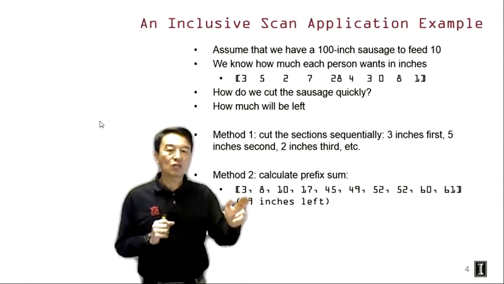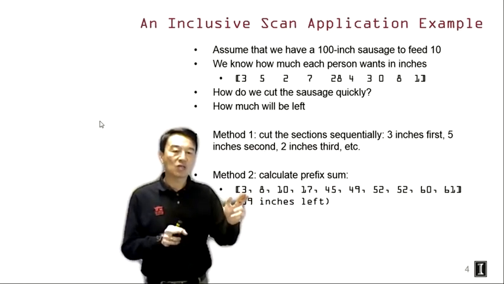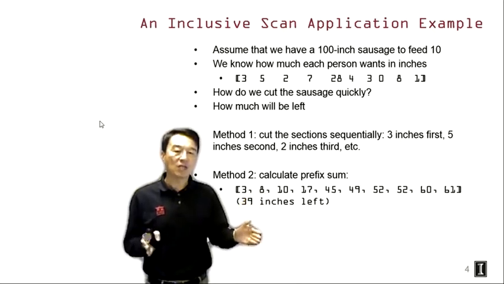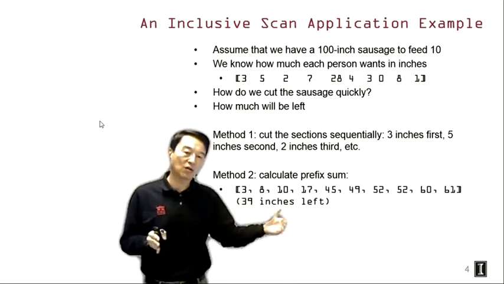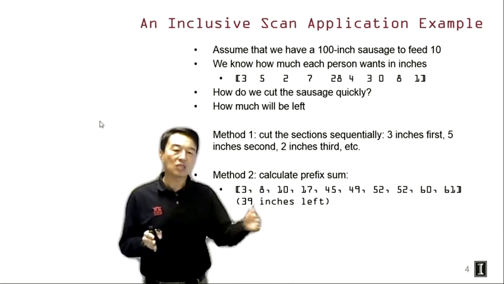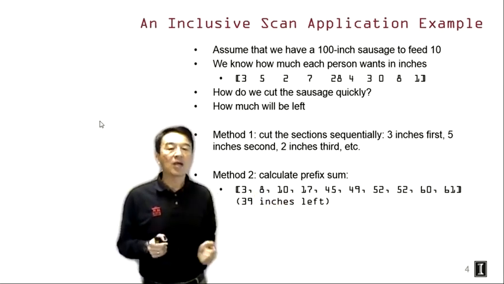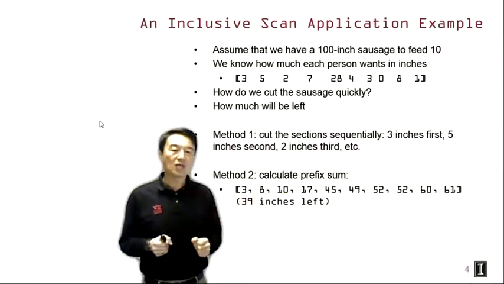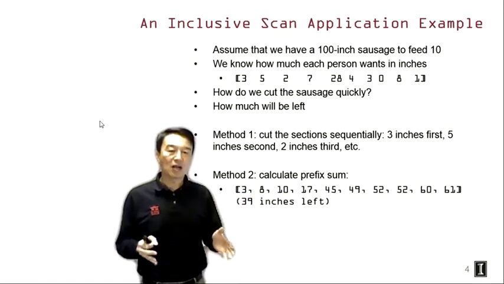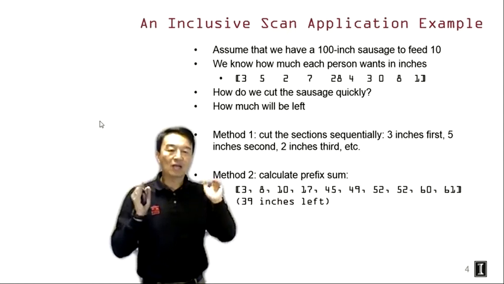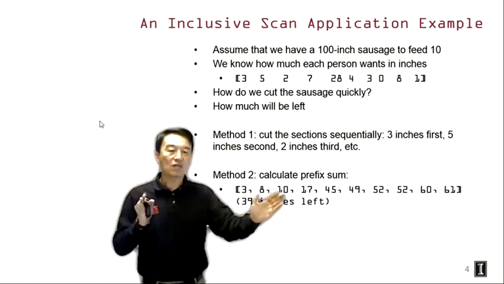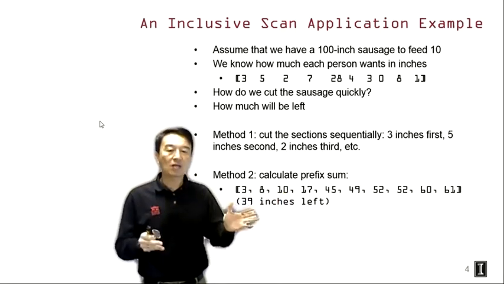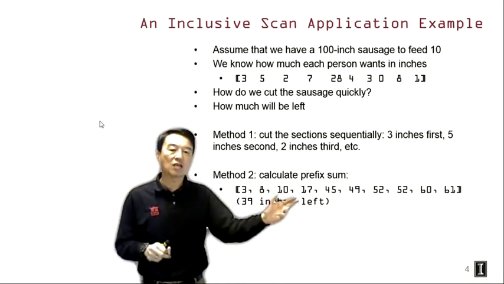So the first cut should happen 3 inches into the sausage. The second cut should happen 8 inches from the beginning of the original sausage. And then the third cut should be 10 inches into the sausage, and so on. So once we figure out all the cut locations, we can simply take a large number of knives and then aim each knife at one of these positions and do a parallel cut.